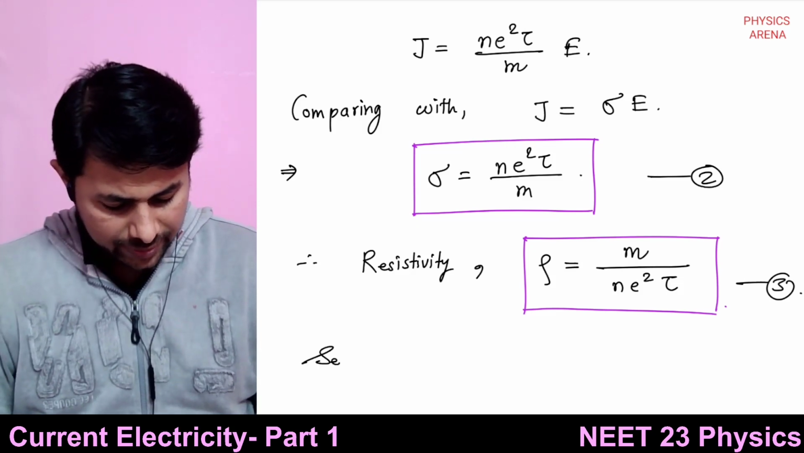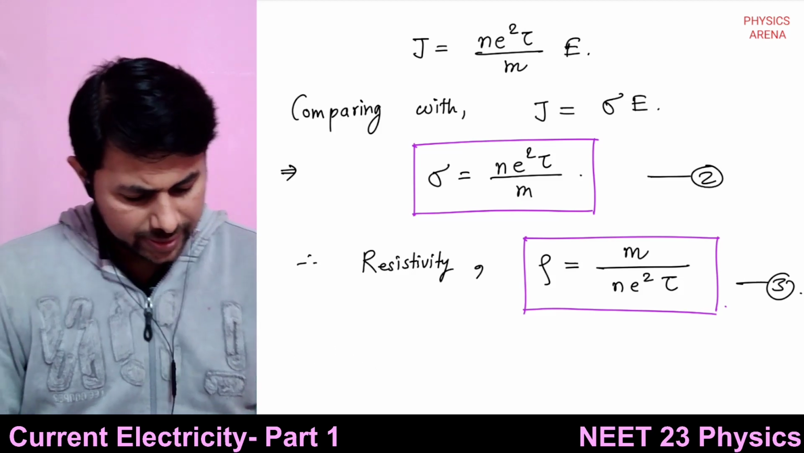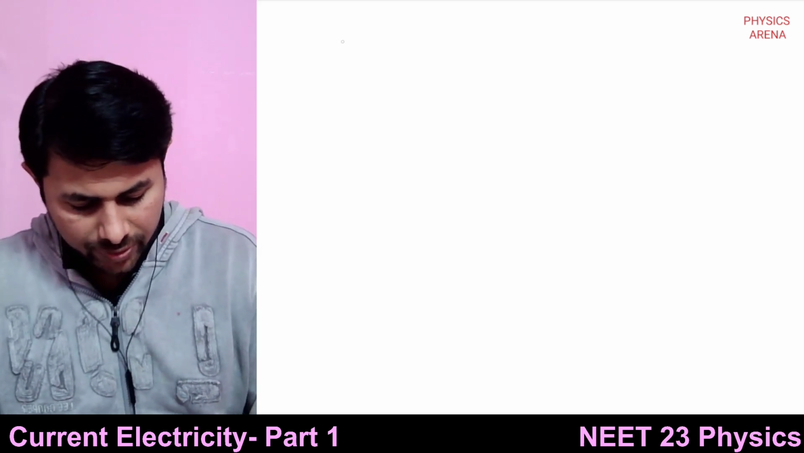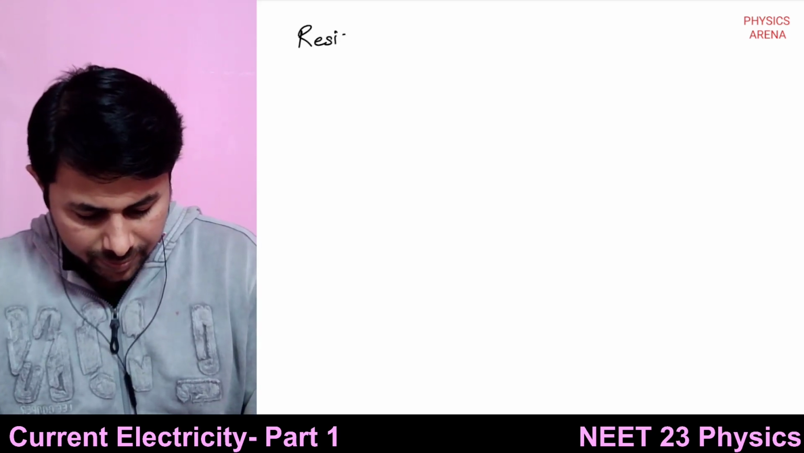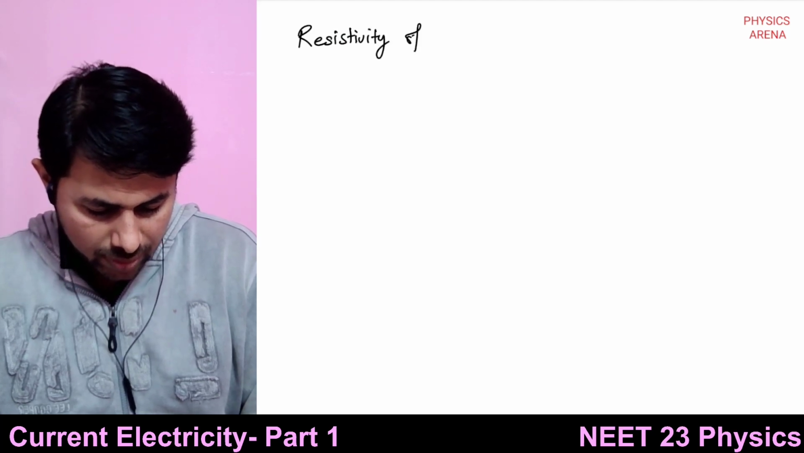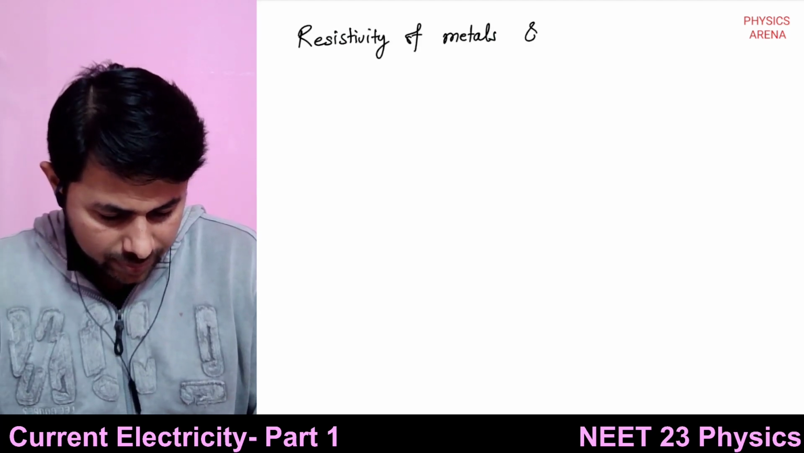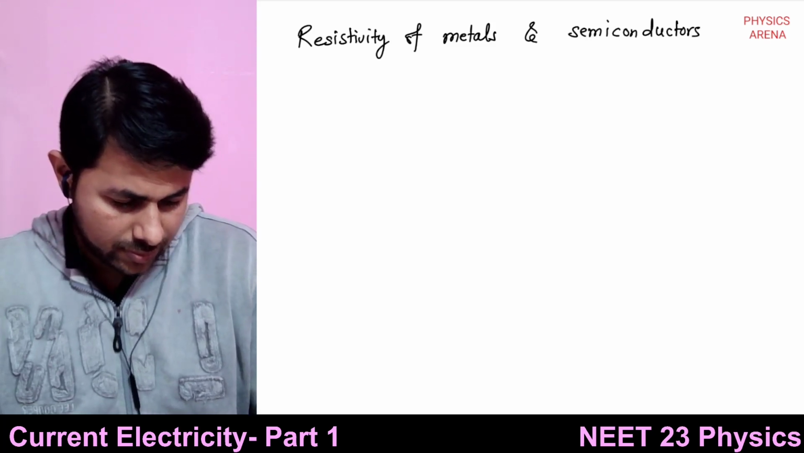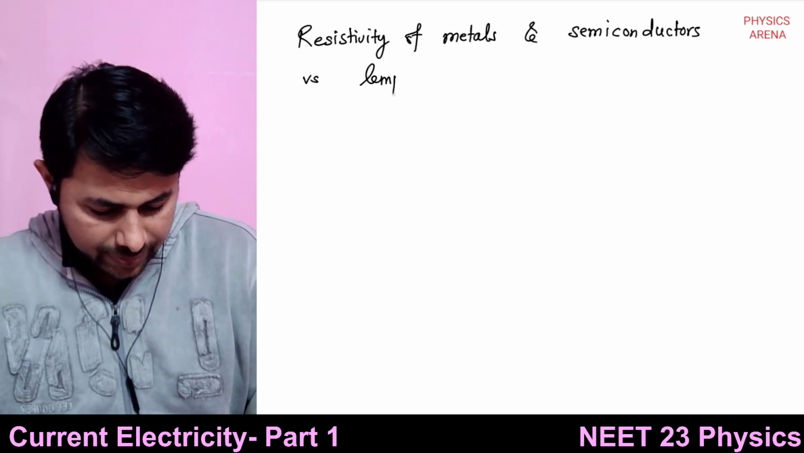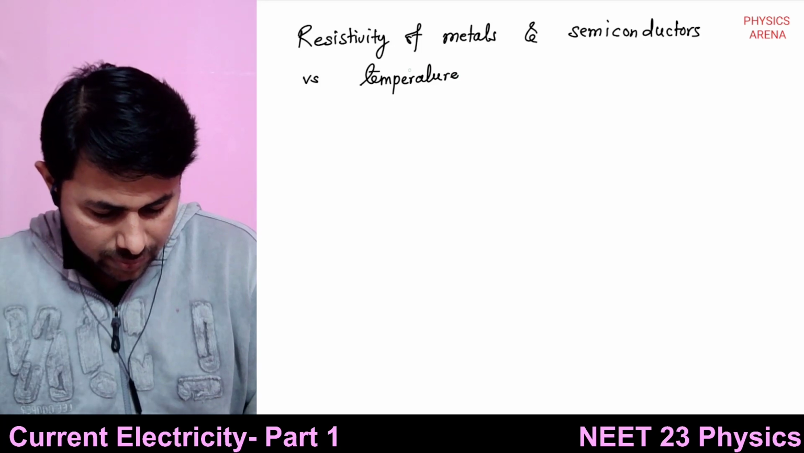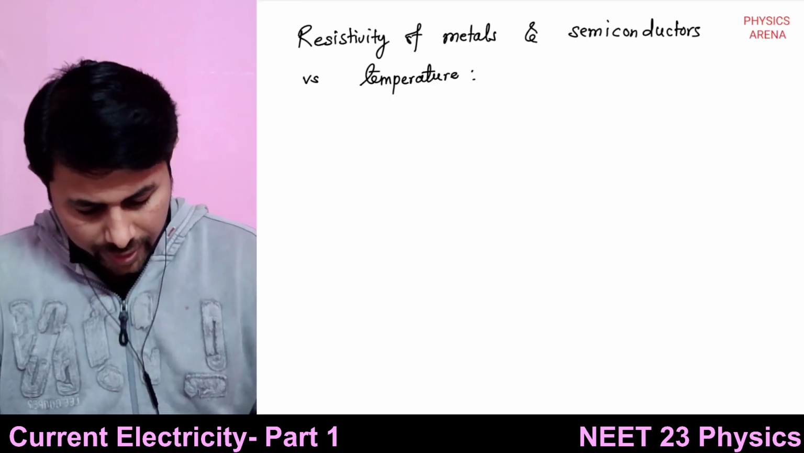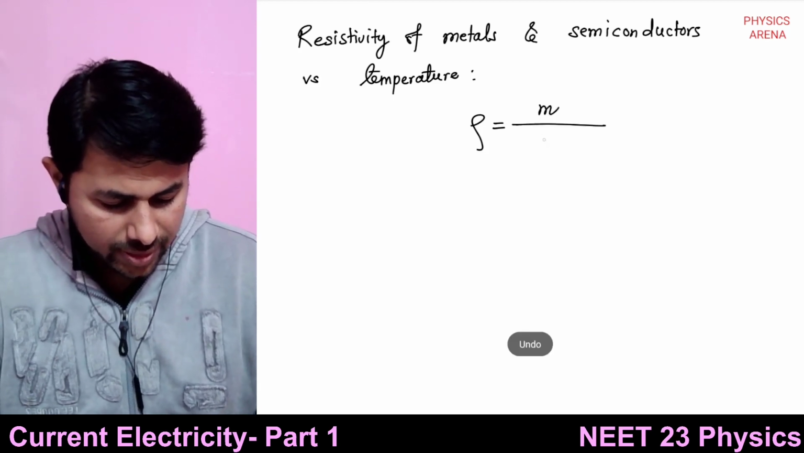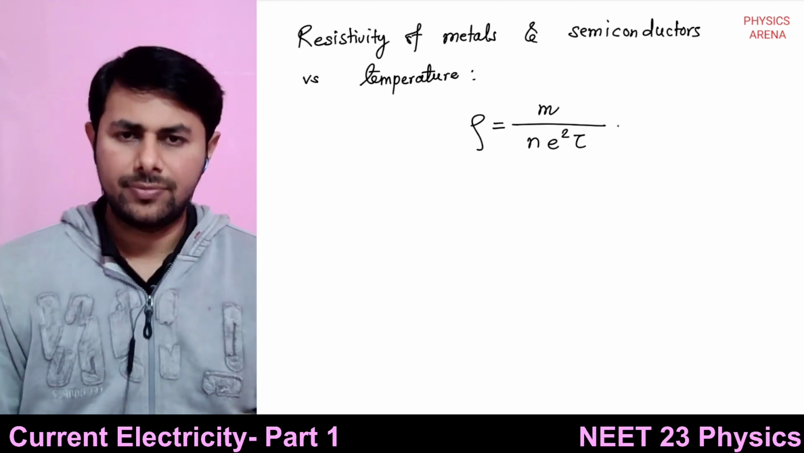Or let's take this expression here. Let's discuss what happens to the resistivity of metals and semiconductors versus temperature. So we have this expression, rho is equal to m divided by n e square tau.